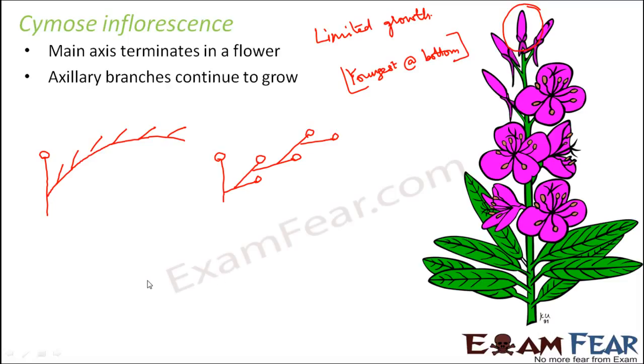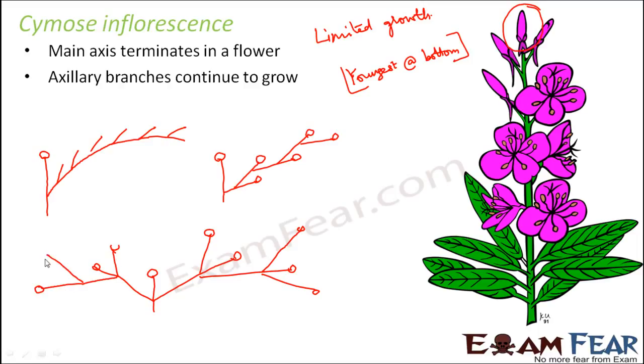Another example could also be like this. Here you have the main axis with a flower. Here is another axis with a flower. Here another axis with a flower. Here another axis with a flower. Here again you have another axis with a flower. Here another axis with a flower. Similarly, on this side also you can have the same thing. So these are examples of cymose inflorescence. I hope the cymose and racemose inflorescence are clear to you.